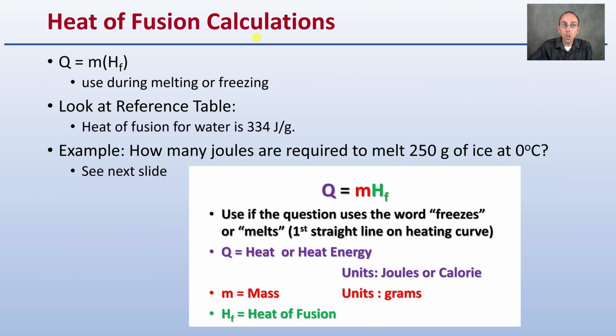Looking at the heat of fusion calculations, so just to give you a rundown, when we're using this during melting or freezing, you want to look at the reference table. We're looking at water in this case. The heat of fusion is 334 joules per gram. An example would be how many joules are required to melt 250 grams of ice at 0 degrees Celsius. So I'm going to go through this one on the next slide, but again, something very similar. Q is the heat energy, M is the mass, and H subscript F is the heat of fusion.